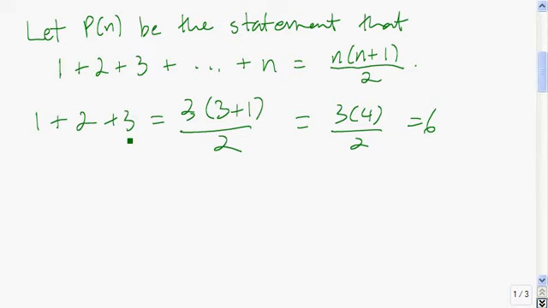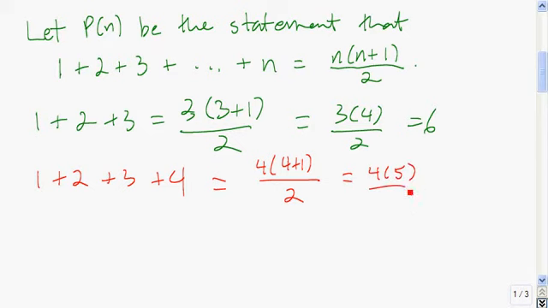Well, what about if we stop at 4? This statement here is saying that if we stop at 4, then the sum is equal to 4 times 4 plus 1 divided by 2, which is 4 times 5 divided by 2, which is equal to 10. And yes, if we add up these numbers, 1 plus 2 plus 3 plus 4, we do get 10. So it appears that this statement seems to be holding for a couple of values of n. We want to prove that P of n is true for all positive integers.